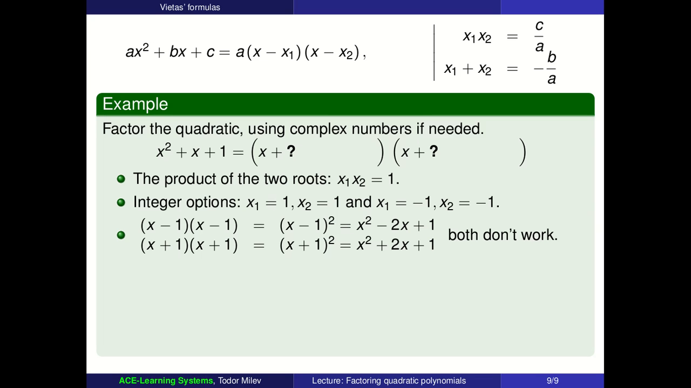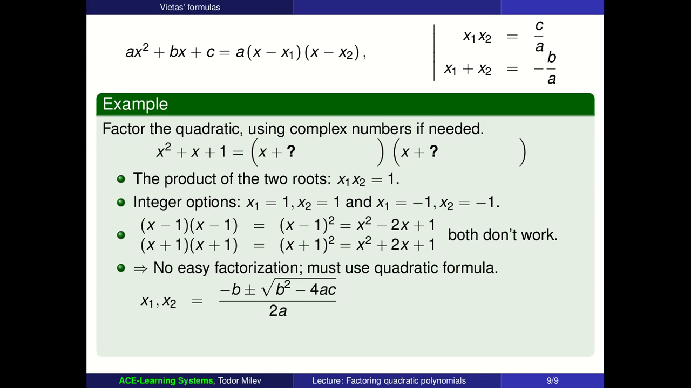So when our Vieta's formulas are not helpful, when the divisors of the coefficient here don't seem to help us guess an actual factorization, then we should fall back to the quadratic formula. Well, let's do that. There's no easy factorization, so we must use the quadratic formula.